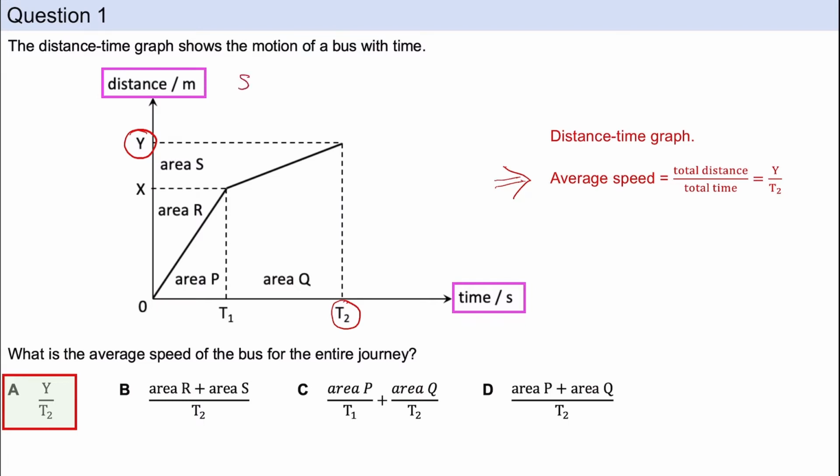Now this is a distance time graph. What happens if you have a speed time graph? Then it is different. The way you calculate the average speed will be different. So if this is a speed time graph, then the average speed will be given by area P plus area Q over T2.